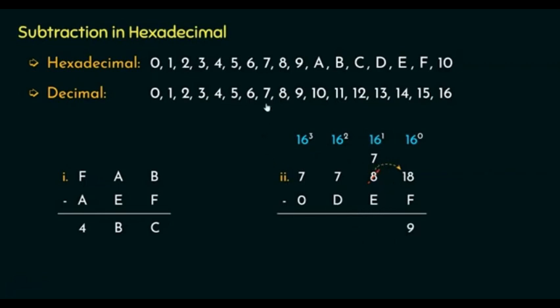So from 7, we are trying to subtract 14. We need to borrow once again. Now if we borrow from here, we will be left with 6. Now what about 17? We borrowed 10, that is 16. And with that, we are going to add 7. Now 16 plus 7 will give us the value 23. And we are subtracting e from that.